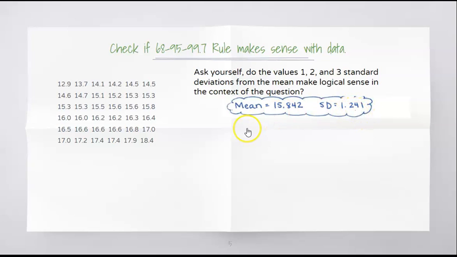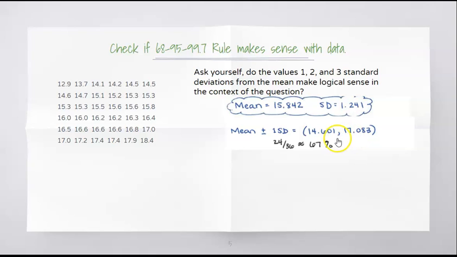All right, so if I take the mean and I add 1 standard deviation, I get 17.8 whatever, or 0. If I subtract 1 standard deviation, I get 14.6. So would those be legit cubic feet capacities for refrigerators?